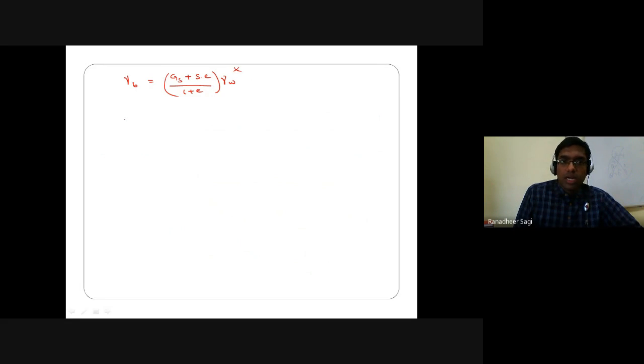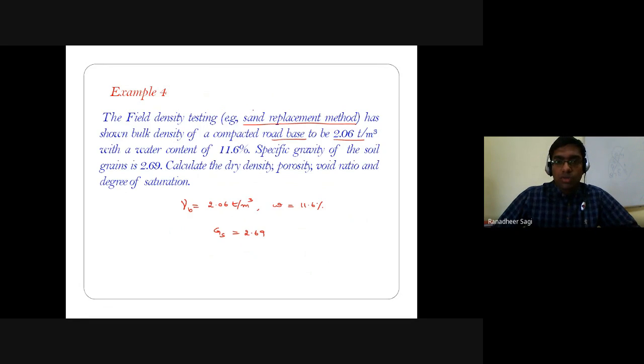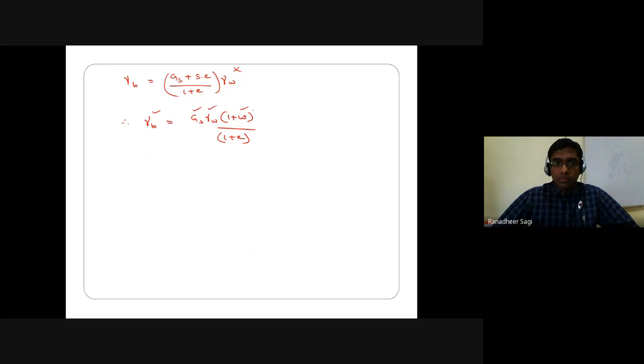So then what I can think of is another relation, that is gamma B is equal to GS into gamma W into (1 plus W) divided by (1 plus E). This is another expression we have. In this expression, gamma B is known, GS is known, gamma W is a standard value, and water content is also known. With all this information known to us, we can go on to calculate the void ratio existing in that particular soil. So from this expression, I can calculate the void ratio.